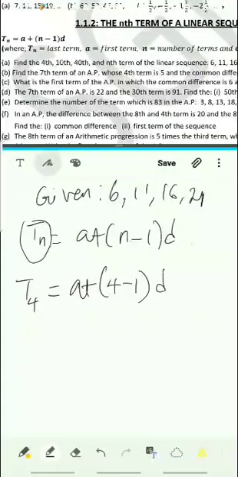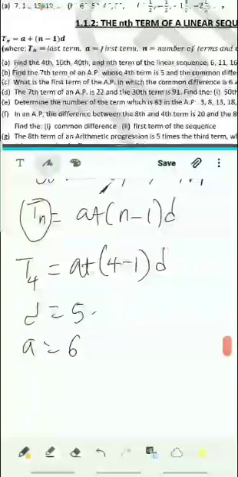The next thing is to get your common difference. How do you get your common difference? 11 minus 6, 16 minus 11, 21 minus 16, any one. Let me just use 11 minus 6, 5. So D is equal to 5. And then what is your A? A is the first term, the term that occurs first in the sequence, that is 6. Input this into the formula.